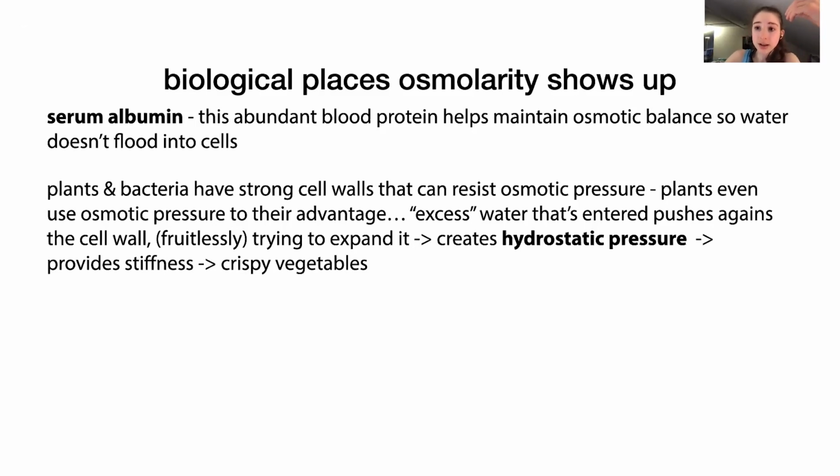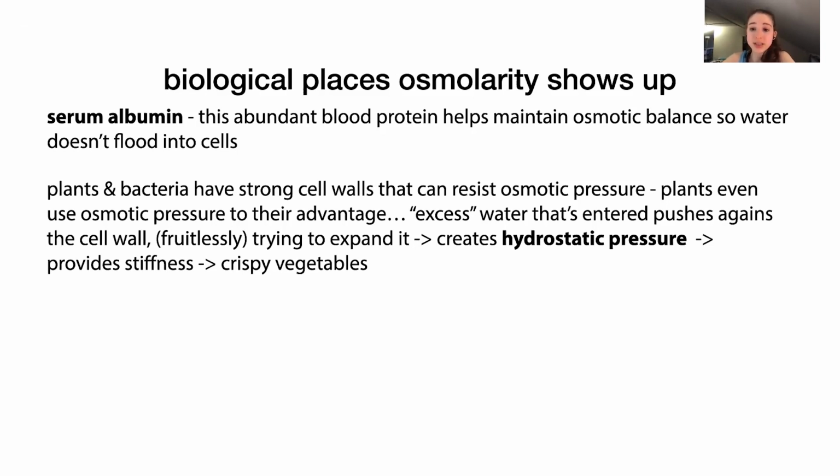Plants and bacteria actually take advantage of osmotic pressure. Unlike our cells, they have strong cell walls. We don't have strong cell walls, we just have cell membranes, but they also have cell walls. And these cell walls are going to let them resist osmotic pressure.